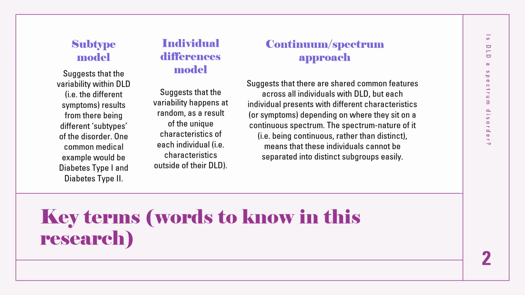Subtype model. This suggests that the variability within DLD, i.e. the different symptoms, results from there being different subtypes of the disorder. One common medical example of this would be type 1 and type 2 diabetes.